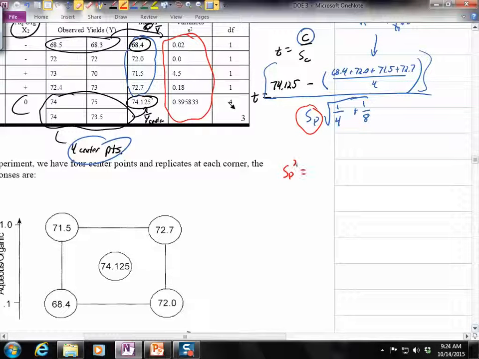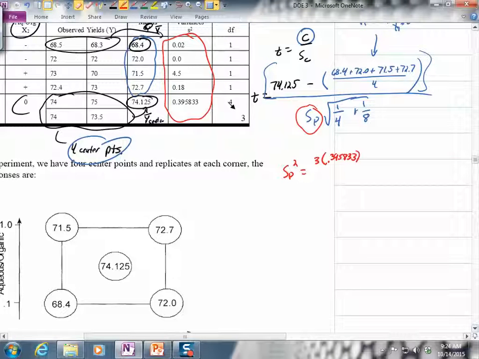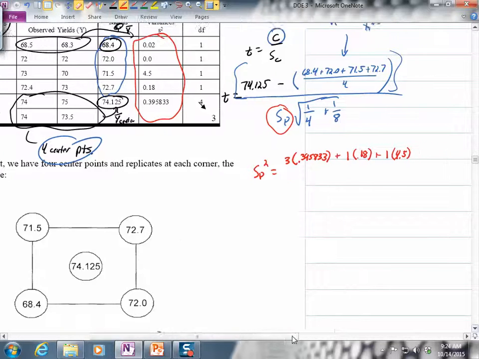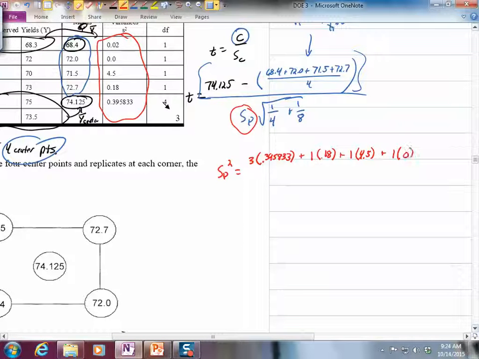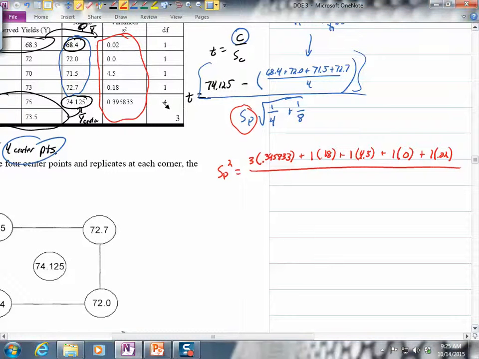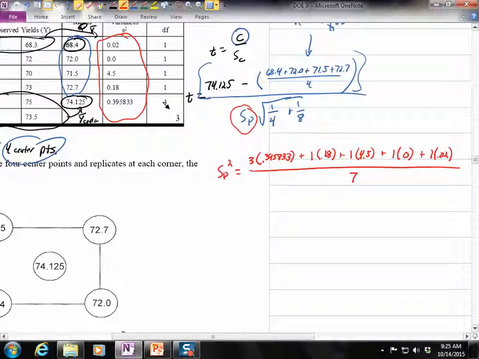So our pooled variance is going to be 3 times 0.395833. That's crazy. That's the numerator. Denominator is the sum of all the degrees of freedom. So we have 4 plus 3 is 7. Is everyone okay with that? That's how we've been pooling all things.